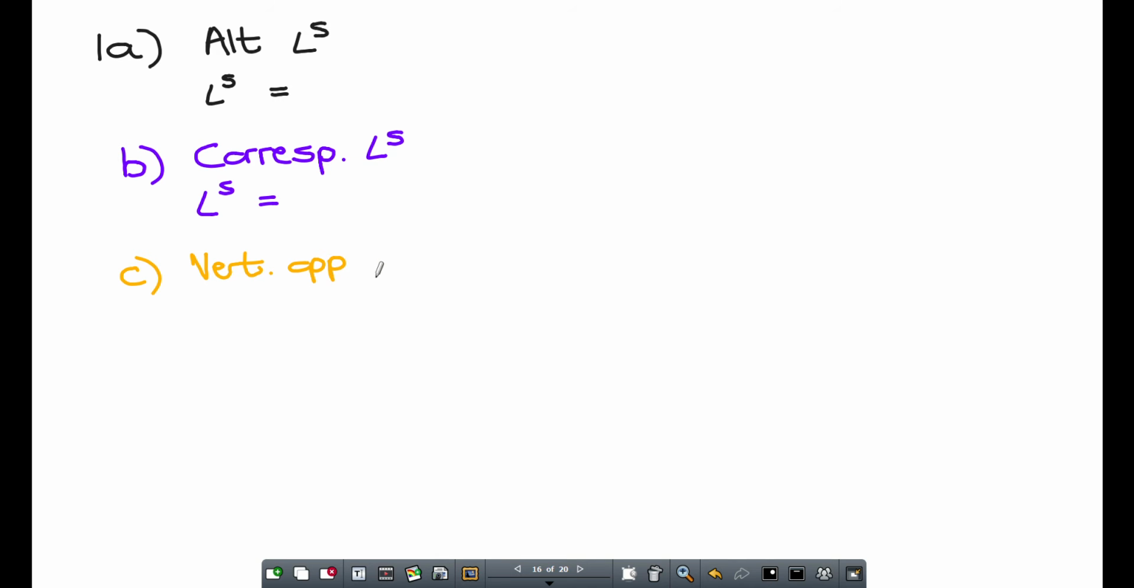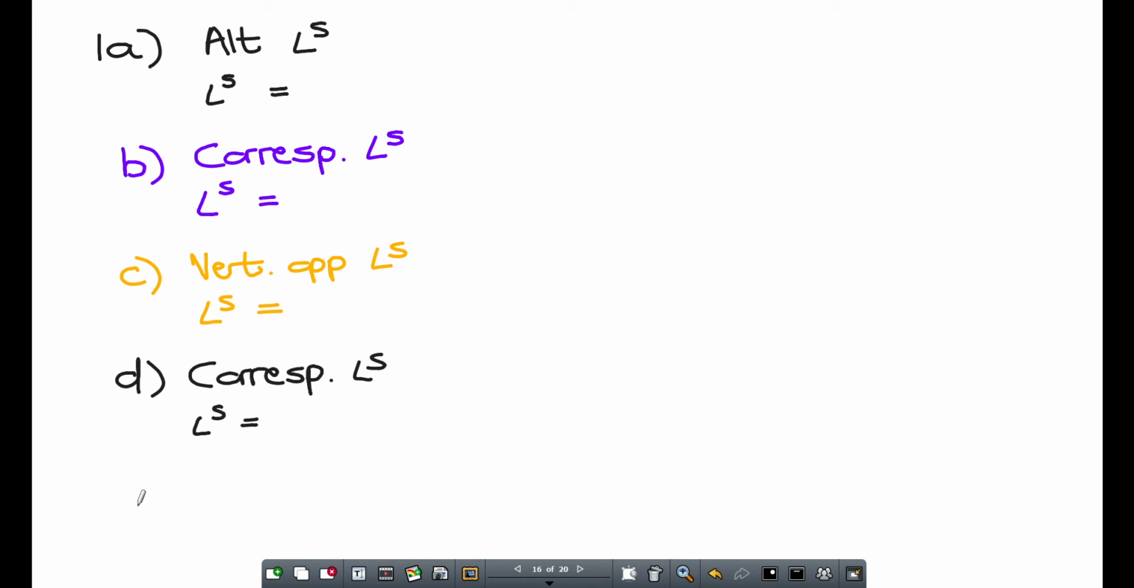At C, we're going to have vertically opposite angles. And it means that angles will be equal. Yeah. I almost thought I'm doing the wrong one. Okay, then at D, again, we will have corresponding angles. And corresponding angles will be equal.